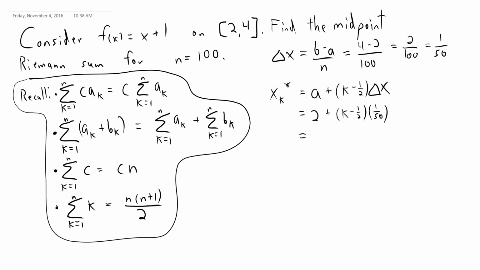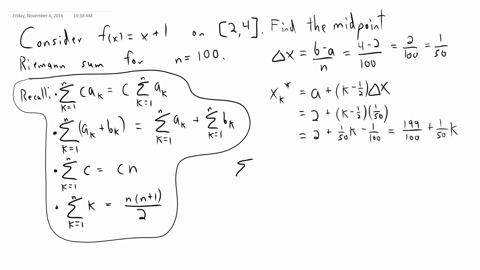And that's an okay thing to consider. If you want to multiply it out, though, you would get 1/50th k minus, what would that be? 1/2 times 1/50 would be 1/100th. And if you combine the 2 and the 1/100th, 2 is 200 over 100. So you'd get something like 199 over 100 plus 1 over 50k. So a midpoint Riemann sum input for each of the particular subintervals is going to look something like that.